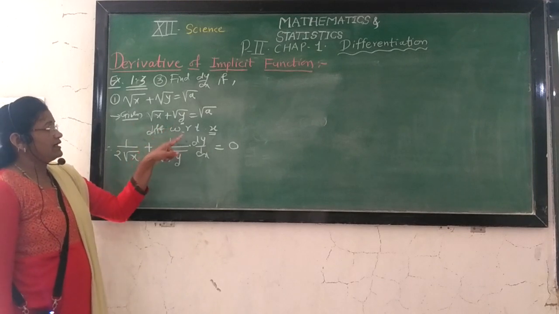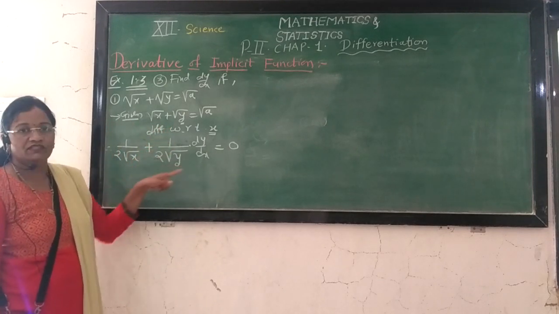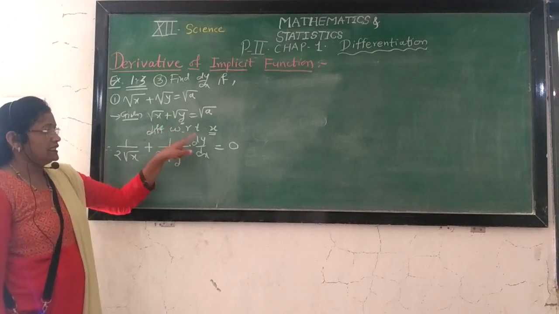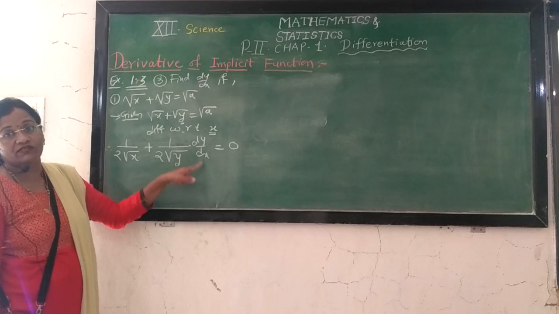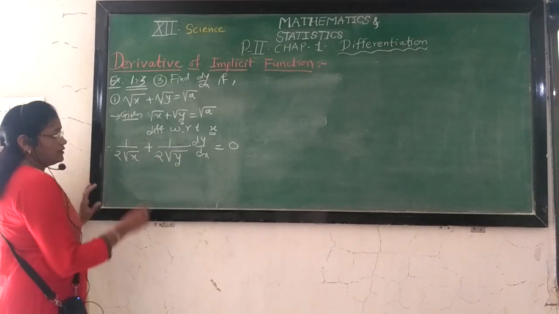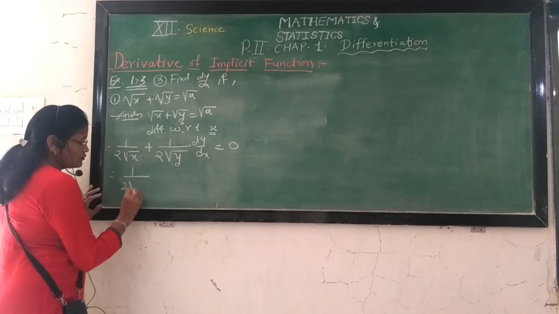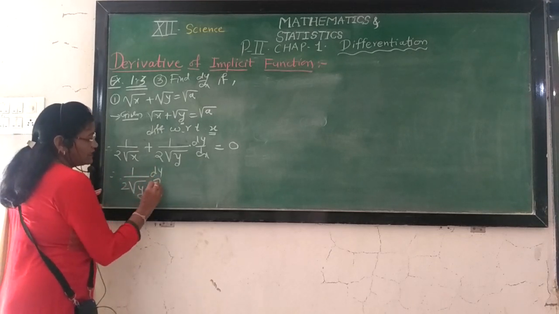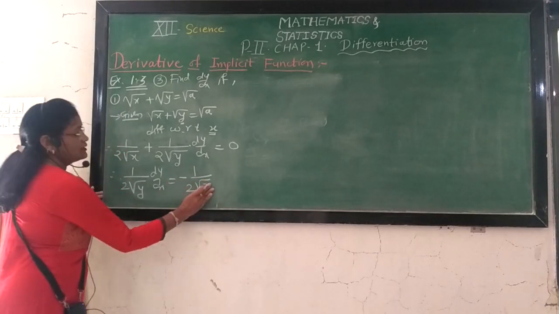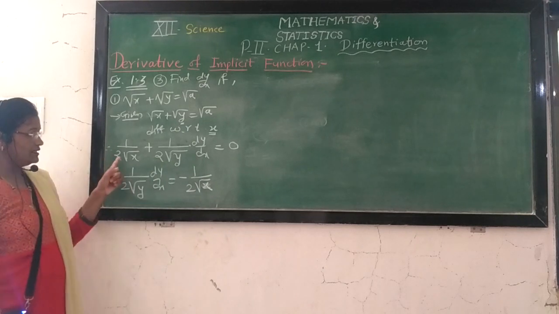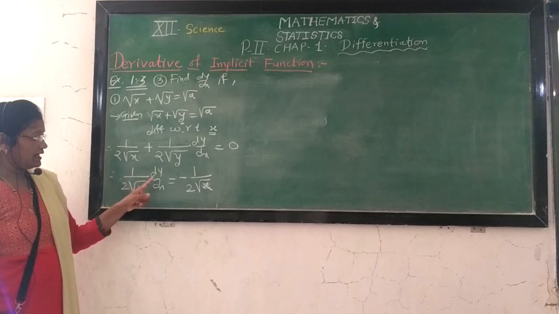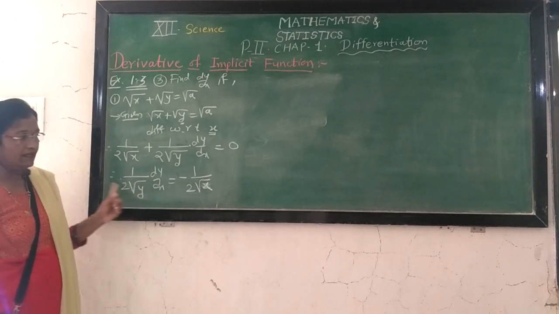Now remember that in an implicit function, when you differentiate the term which contains y, every time you multiply by dy by dx, because that is the derivative of y with respect to x. And now for this, we get 1 upon 2 times under root y times dy by dx is equal to minus 1 upon 2 times under root x. Only this term can be shifted to the right side, because our second rule is to keep the term with the coefficient of dy by dx.